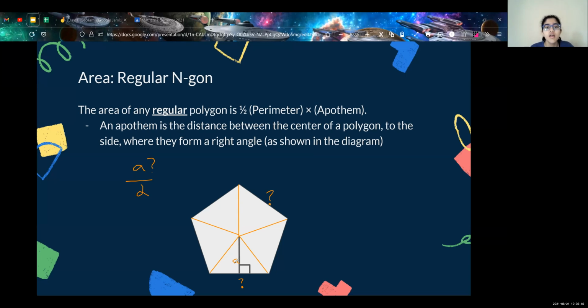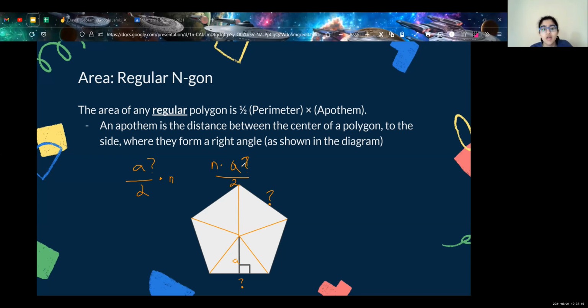In any regular polygon, the number of triangles will always be equal to the number of sides when we divide it from the center. So we multiply by the number of sides, which is n, because it's an n-gon. So we get n times A times question mark over 2. So how do we get this perimeter times apothem times 1/2 equation?